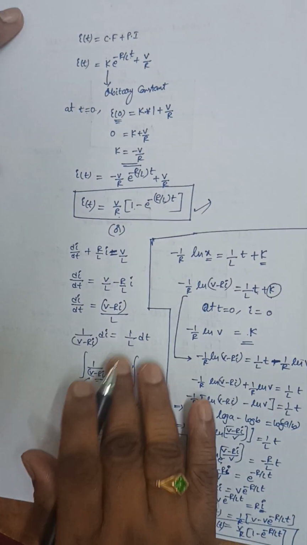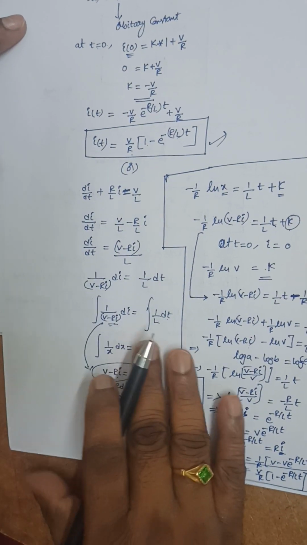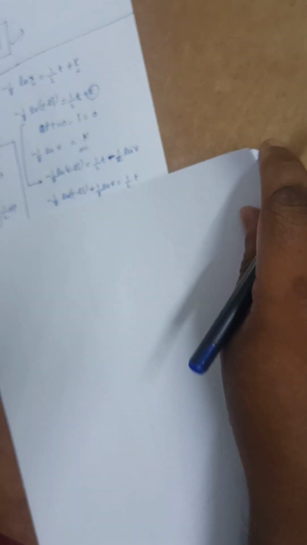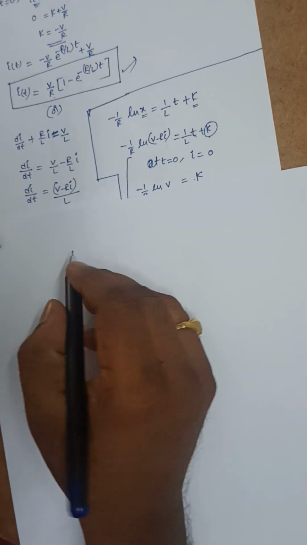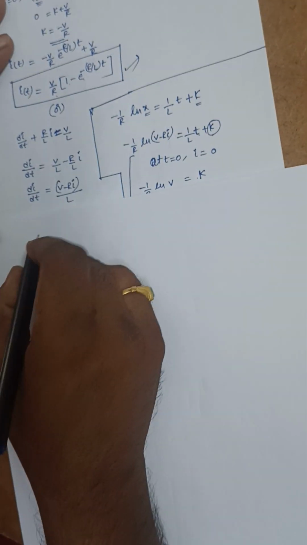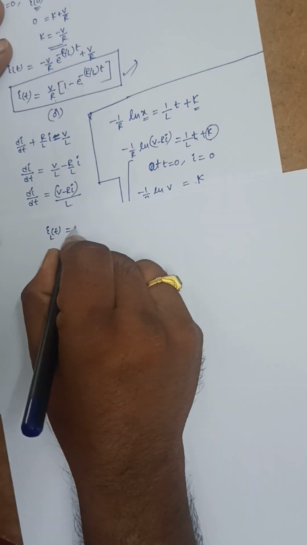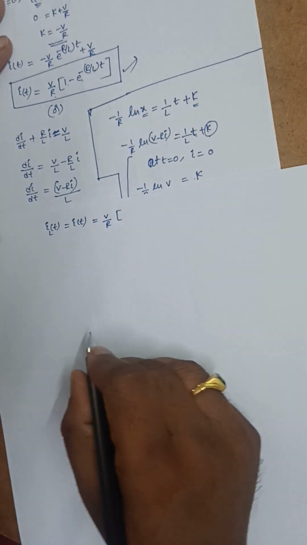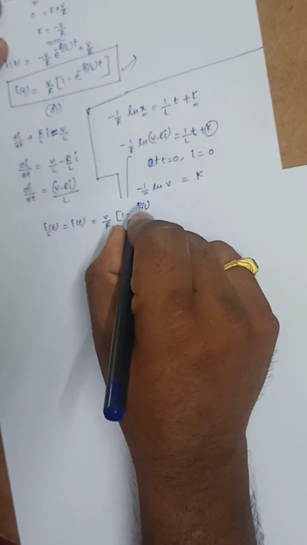So either procedure you can use to find the current flowing through the RL circuit loop. We found this RL circuit loop current through the inductor, I of t, and if you want to draw this, I of t, which can also be called IL of t, is equal to V by R into 1 minus e power minus R by L into t.